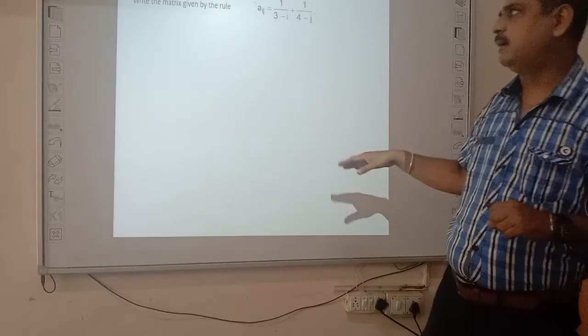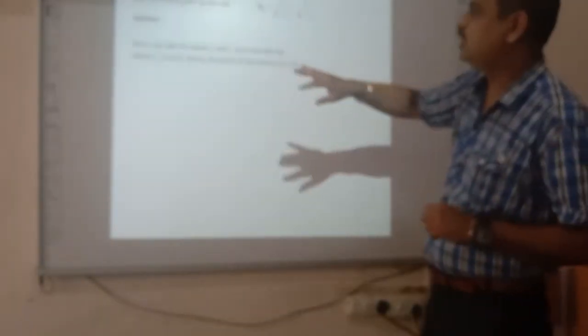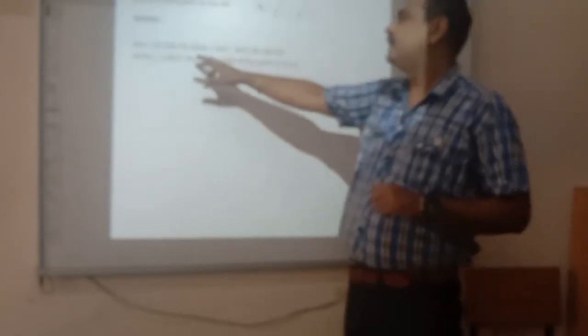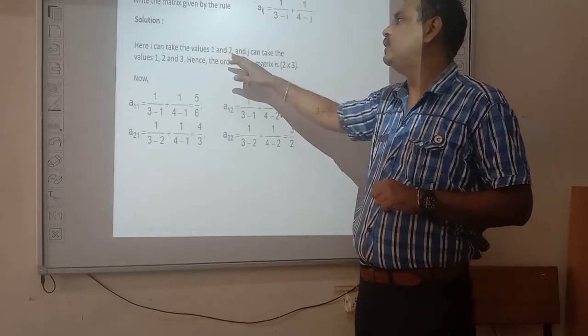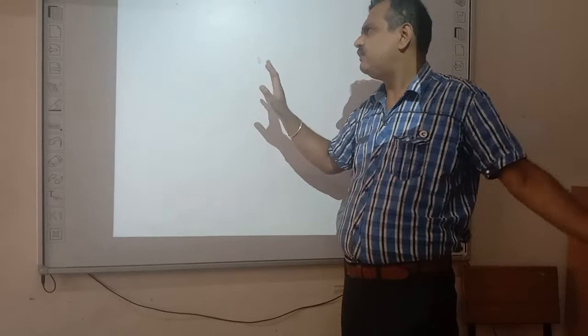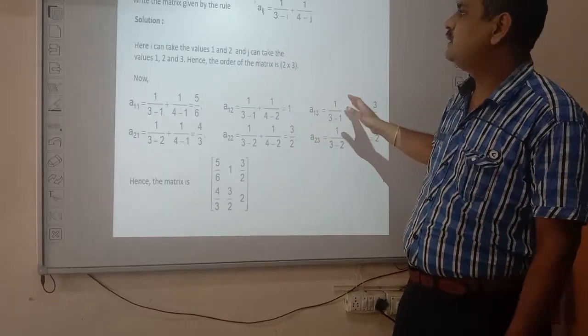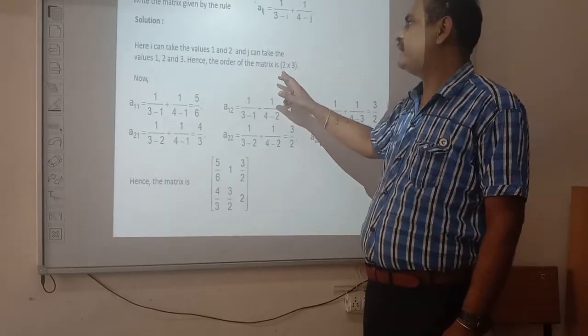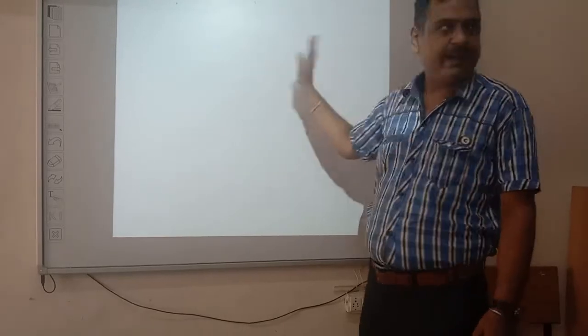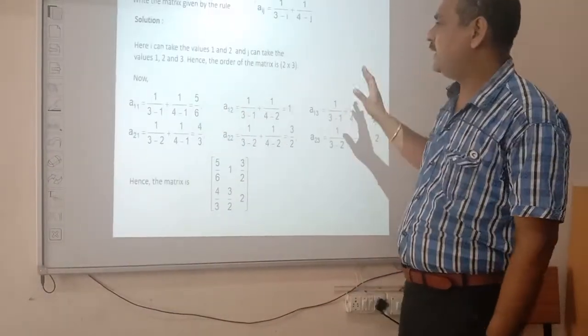Let's take one example and move on to its solution. Here i can take the values 1 and 2, and j can take the values 1 to 3. Then the order of the matrix is 2 into 3.